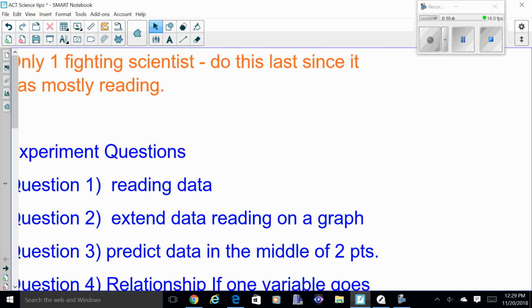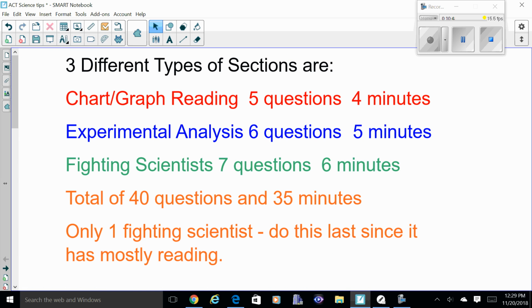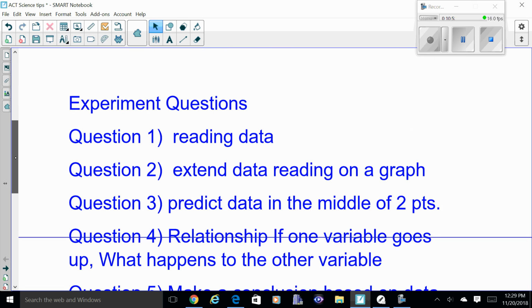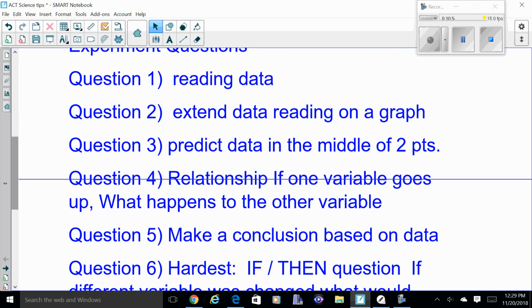There you go. So the first question is always going to be reading the data. Then you're going to have to extend the data on a graph, or maybe predict the middle of 2 points, something like that. So that's going to be questions 1, 2, and 3, or simply reading data. Question 4, you're going to be looking at if one thing goes up, what happens to the other? Does it go up or down? It's called a relationship question. And then the 2 hard ones are you have to make a conclusion based on data. And then the hardest one is going to be an if-then question.